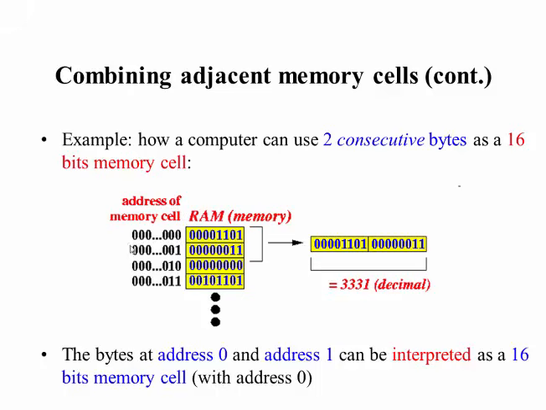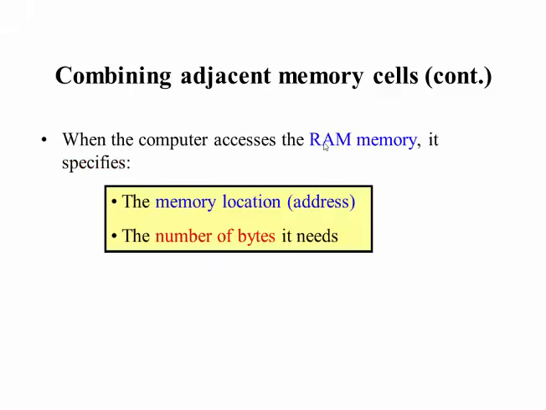Here is an example of how a computer can use 2 consecutive bytes as a 16-bit memory cell. Here is the address of the memory cell, and here is your RAM, your memory. If you had to try and find 3,331, which is a decimal, it would look as such. Can you see how difficult programming in the 1940s actually was, because they had to memorize all of these numbers. The bytes at address 0 and address 1 can be interpreted as a 16-bit memory cell with address 0. When the computer accesses the RAM, it specifies the memory location, its address, and the number of bytes it needs.